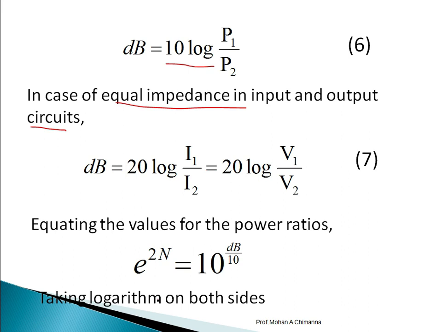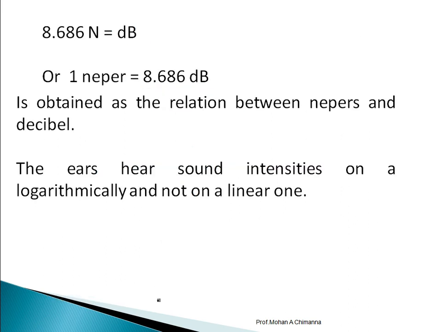then 8.686 n is equal to decibel. So 1 Neper is equal to how many decibels, we have to calculate here. 1 Neper is equal to 8.686 decibel. So this is obtained as the relation between the Neper and decibel.